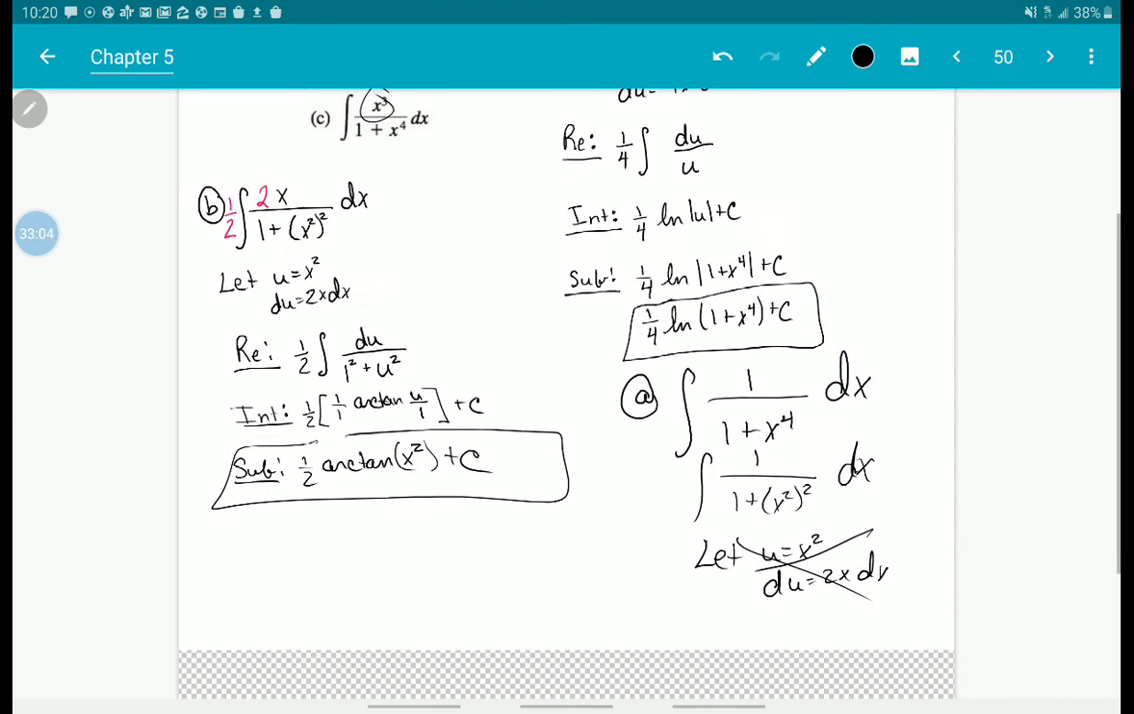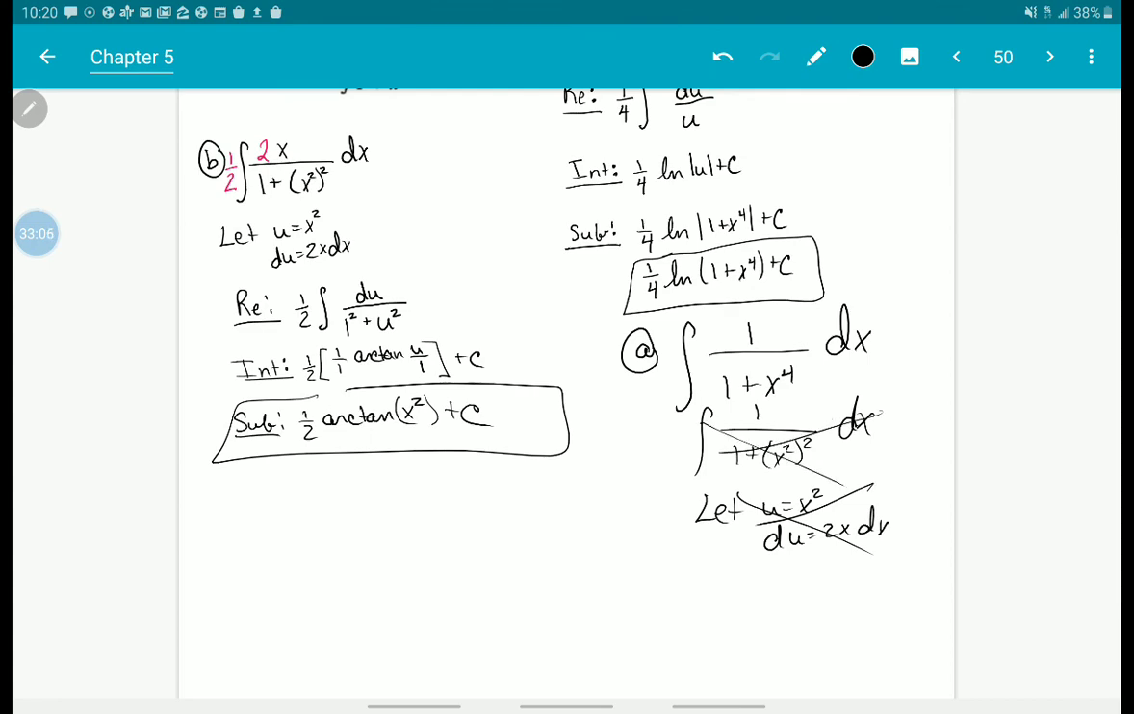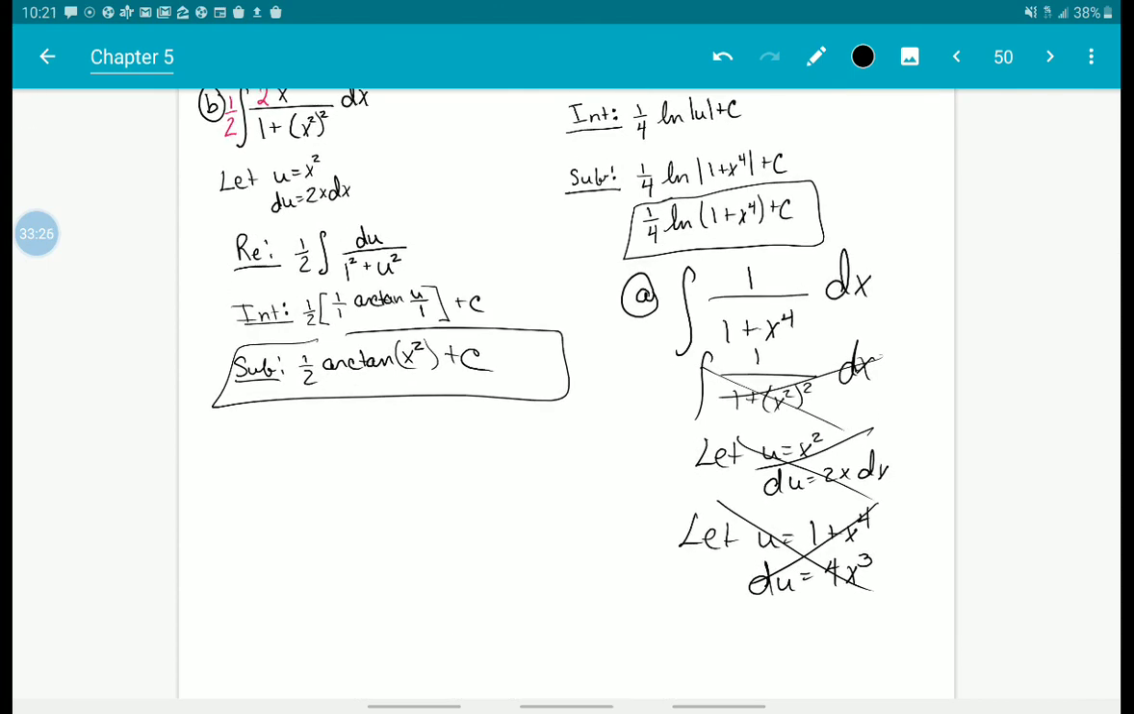So that doesn't work. We can't let that whole denominator, 1 plus x to the fourth, be our u, because we would be missing an x cubed. We don't have an x cubed up here, so that's not going to work. So we're kind of running out of options here. There's really nothing else we could do to solve this. So we would say that we can't use basic techniques to solve this. This would require something a little bit more advanced. So I'm going to say we can't solve it just yet.